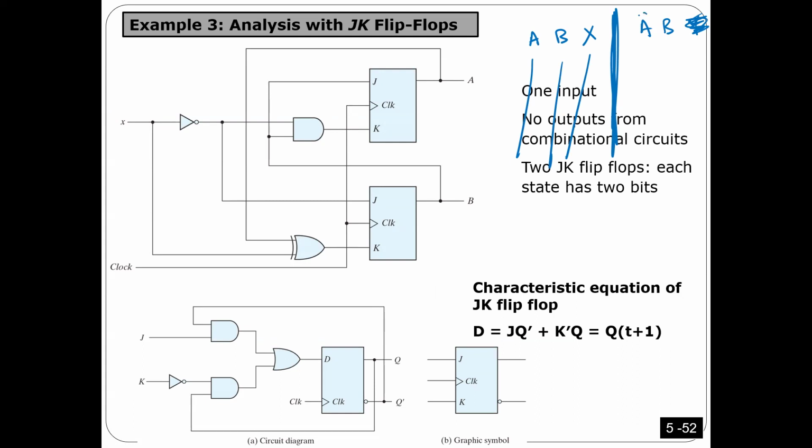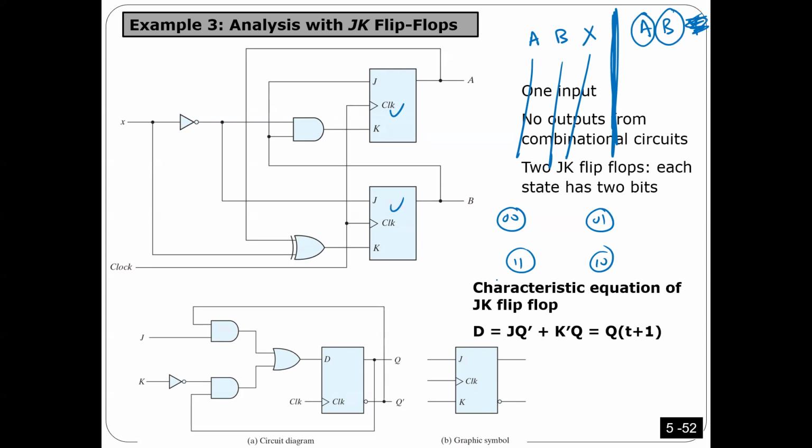Now I need to find one equation for A and one equation for B. Once I have the equation for A and the equation for B, I can use these equations to calculate this column and this column. That's it. Make sense? How does the state diagram look? Number one, because I have two flip-flops, I should have four states: 0, 1, 2, and 3.